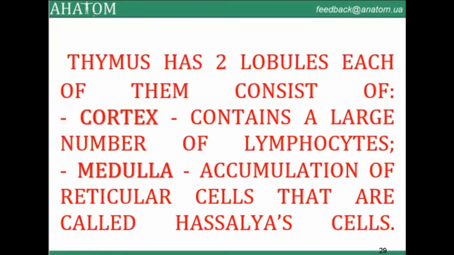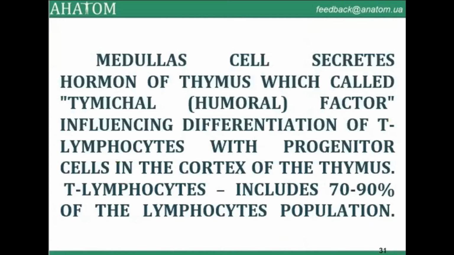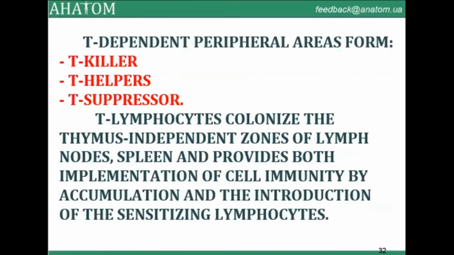The thymus has two lobes. Each lobe consists of a cortex and medulla, with a capsule. The medulla cells secrete the hormone of the thymus, called thymic humoral factor, influencing differentiation of T lymphocytes, which develop from progenitor cells in the cortex of the thymus. T lymphocytes include T killers, T helpers, and T suppressors, which form the T-dependent peripheral zones.